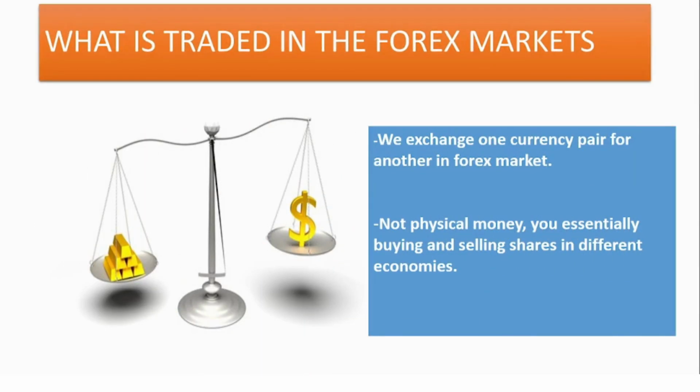What is traded in the forex market? In forex, we don't trade physical goods. We trade currency. Currencies are always traded in pairs, meaning one is bought while the other is sold. For example, if you trade Euro USD, you are buying the euro and selling the US dollar at the same time.